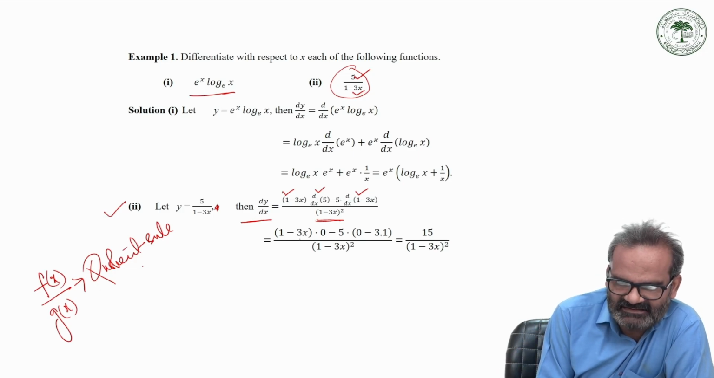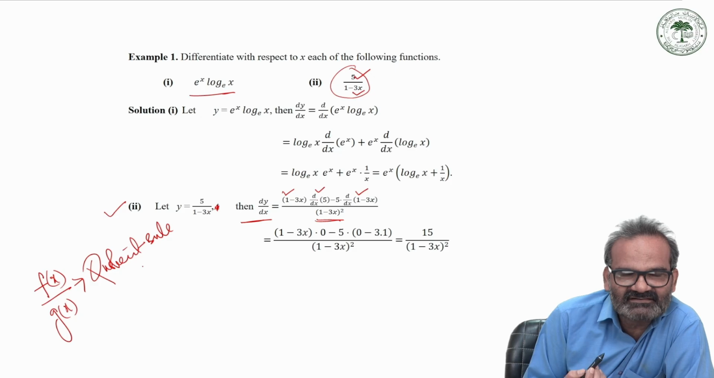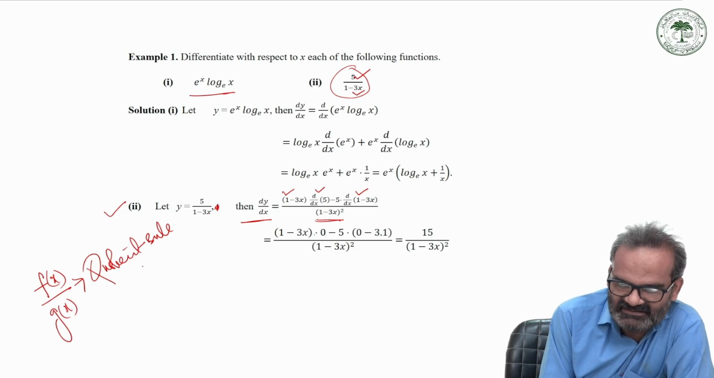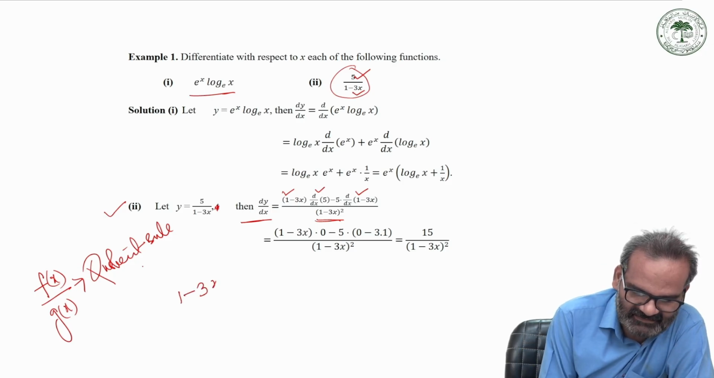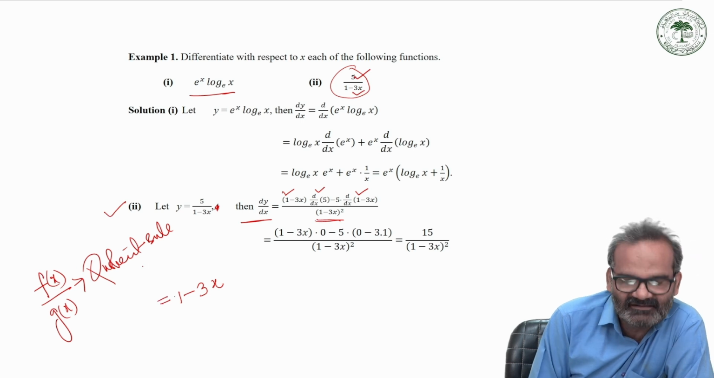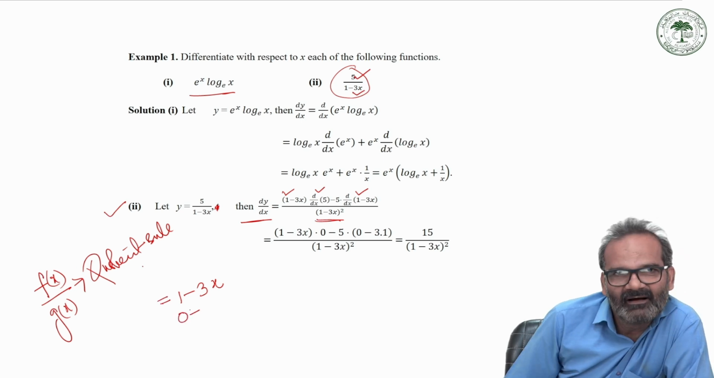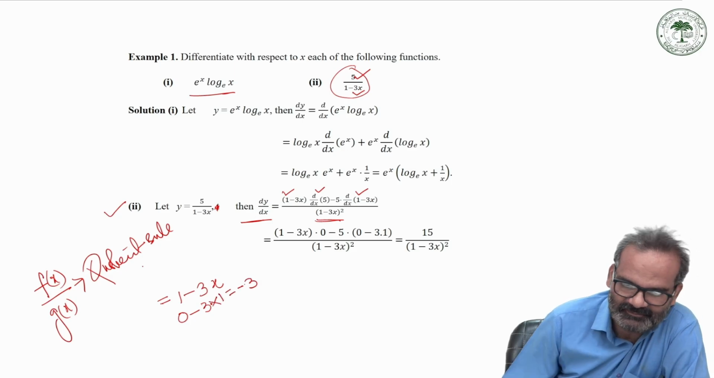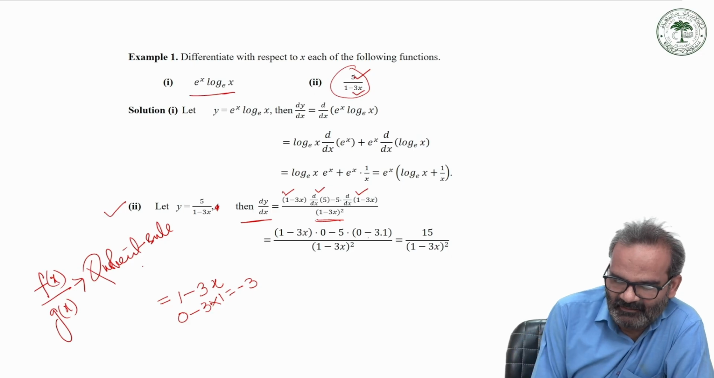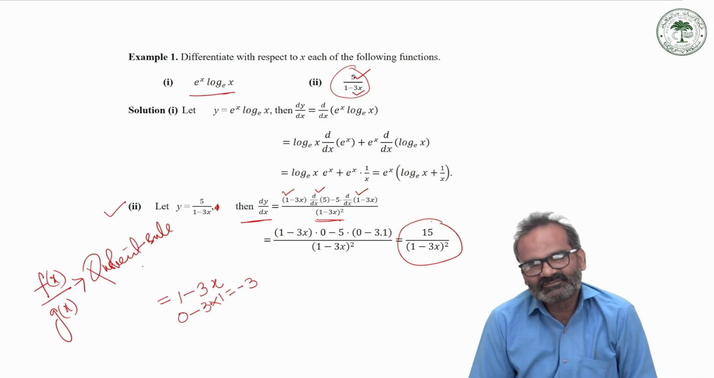Now simplify it. 1 minus 3x as it is, into the derivative of 5; 5 being a constant, its derivative is 0. So (1 minus 3x) into 0, minus 5 as it is, into the derivative of 1 minus 3x. The derivative of 1 is 0, since it is a constant, and in 3x, 3 is multiplied with a variable x, so 3 remains and the derivative of x is 1. So its derivative is minus 3. What is left is minus 3 times minus 5, which gives minus 15, divided by (1 minus 3x) power 2.